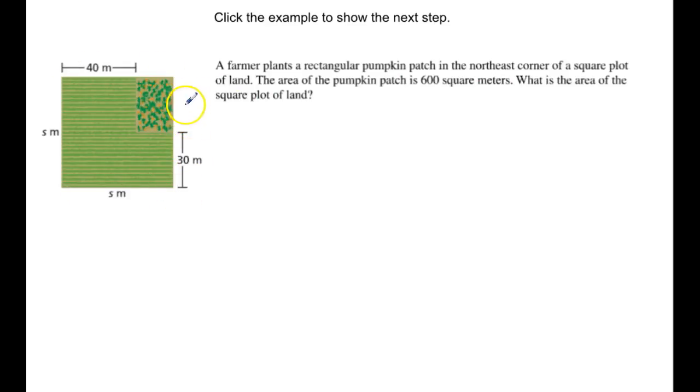So the first thing I always do is I draw a picture and I label what I know. I know that this is 600 square meters. So I'm trying to figure out the rest of the plot of land, so I want to deal with the side lengths of the square. And I know it's a square because I'm told that above. I know that this length right here is going to be s minus 30. And I know that because I can see that this side length is s, but I already have 30 here, so I know that this is going to be the rest of it. And same thing with the top.